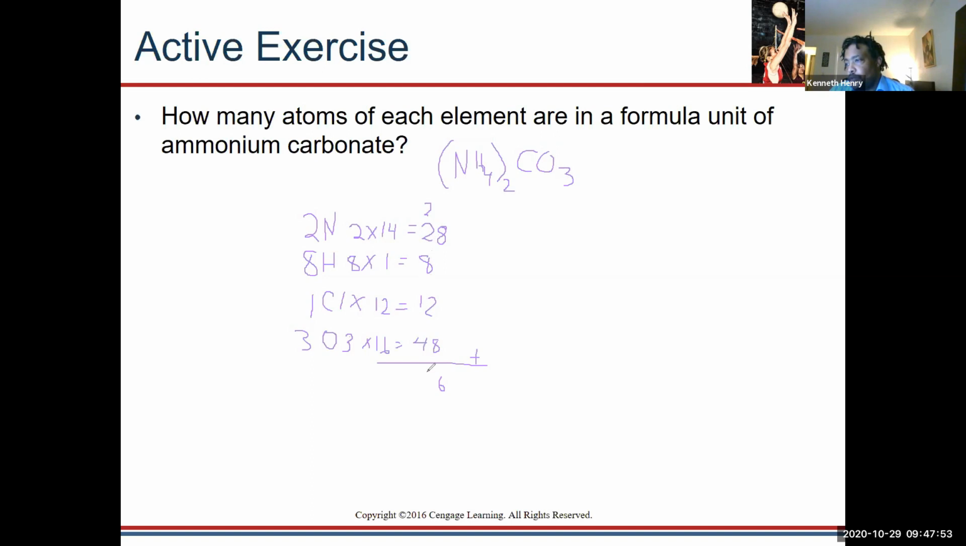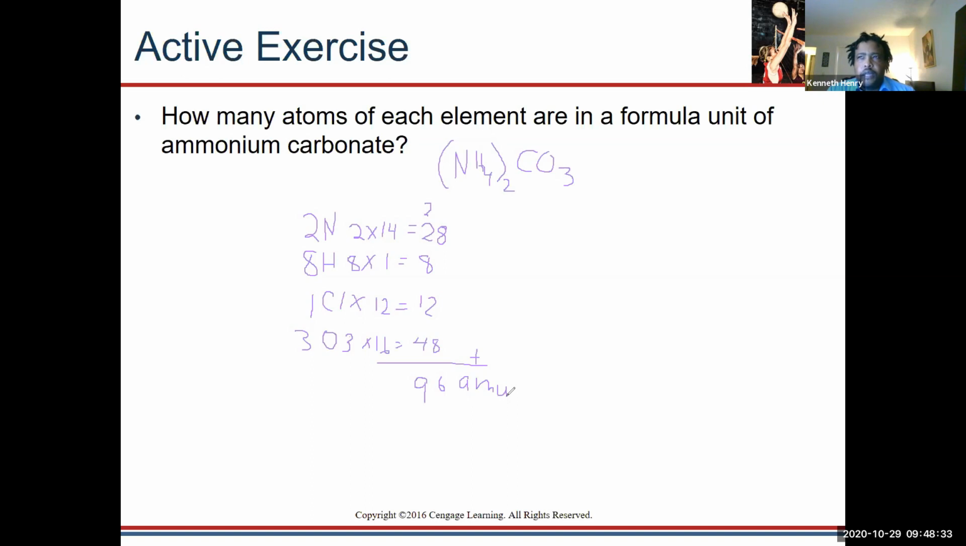So that's 96, and we use atomic mass units because we're talking about a single unit, right? So that will let me know how much a single unit of ammonium carbonate would weigh. The reason we call this a single unit, a formula unit, is because when we're talking about ionic compounds, they behave a little bit weird, right?